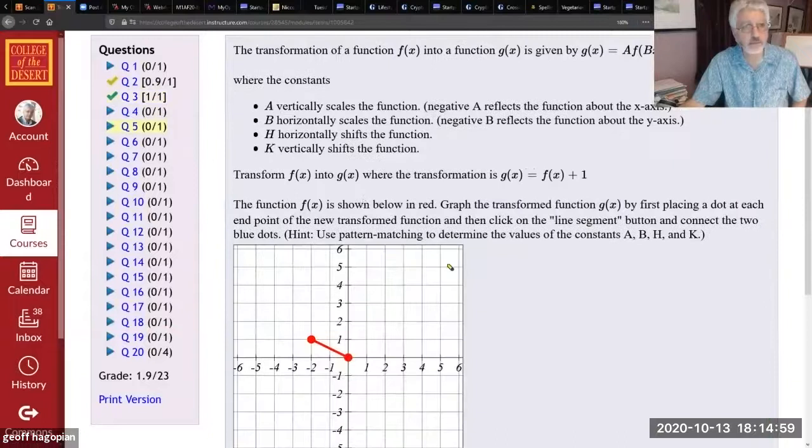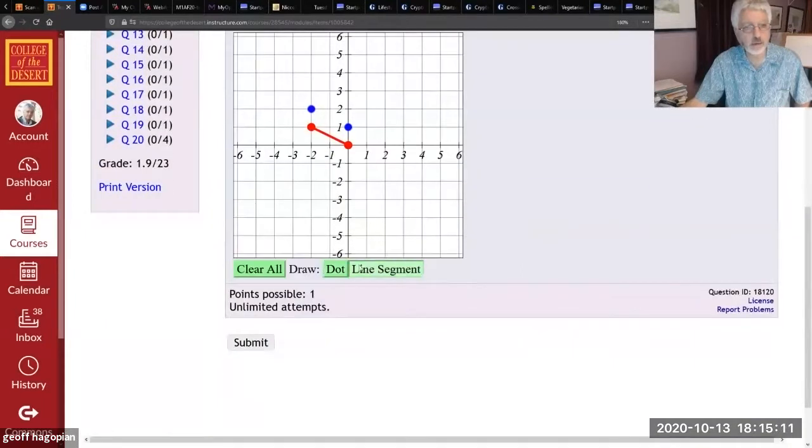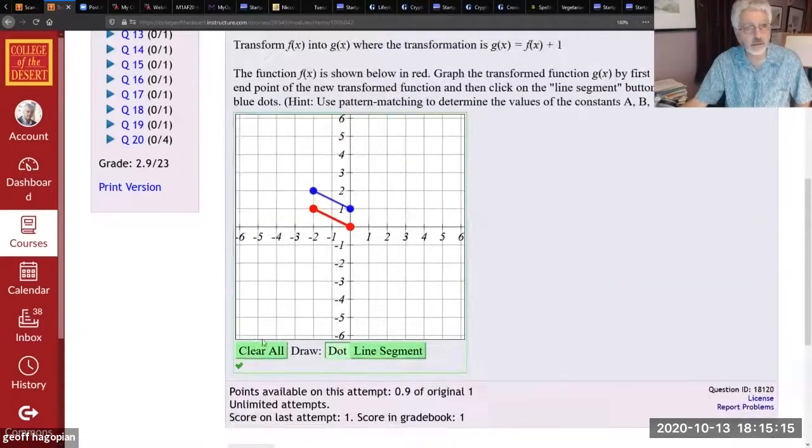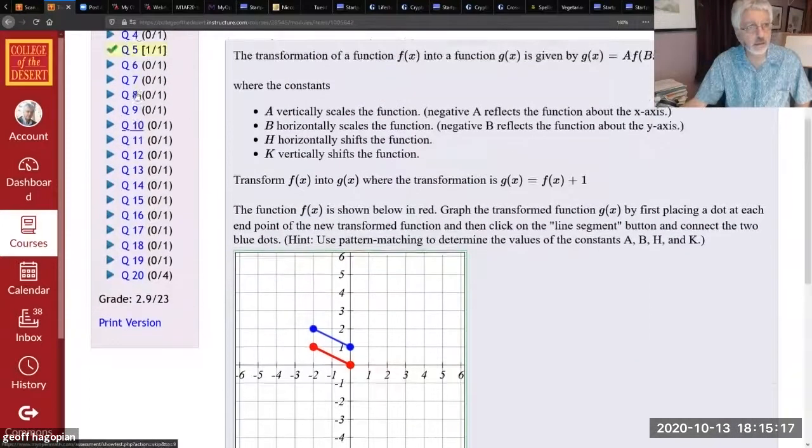5 is the next prime numbered problem. And so transform f of x into g of x, where the transformation is shift up 1. All right, so that's easy, right? And I guess we need to draw the line segment connecting them. And submit that, okay.